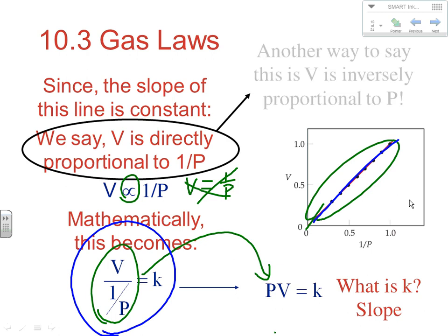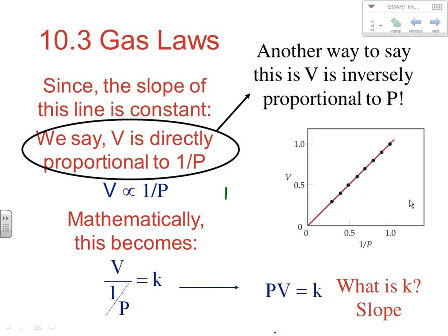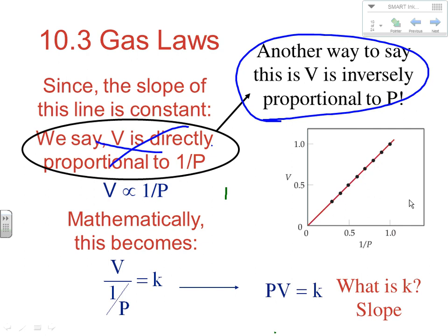Now, let me get rid of some of this garbage here. Earlier I said we say V is directly proportional to the inverse of the pressure. Well, another way to say that, because we rarely say it that way, we simplify that to this expression. It is true, but how we normally say this is V is inversely proportional to pressure. So if one variable is proportional to the inverse of the other, then we say it's inversely proportional.